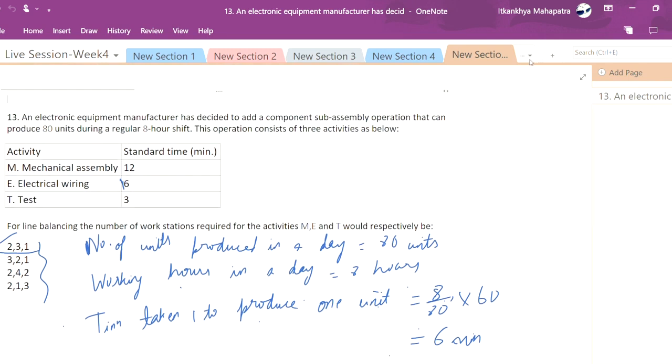Okay, so now we'll be moving on to the next question, as these were the important parts covered in this session. So let's start with the next session.